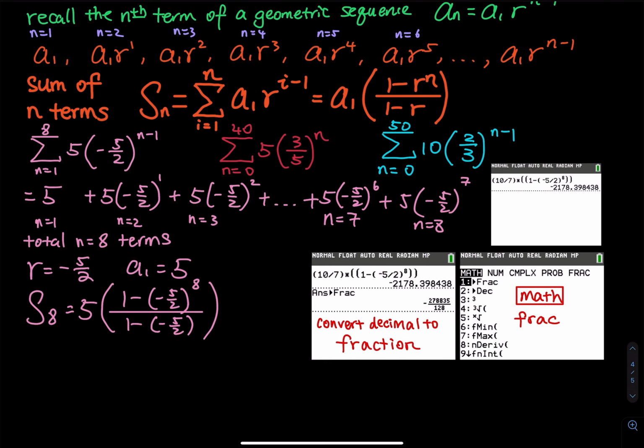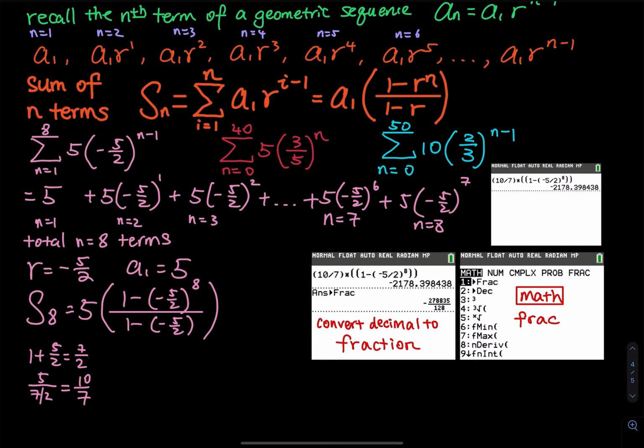So the denominator is 1 plus 5 over 2, which is 7 over 2. And then 5 divided by that, 5 divided by 7 over 2. But I wrote 7 over 5. So 7 over 2. That is equal to 10 over 7.